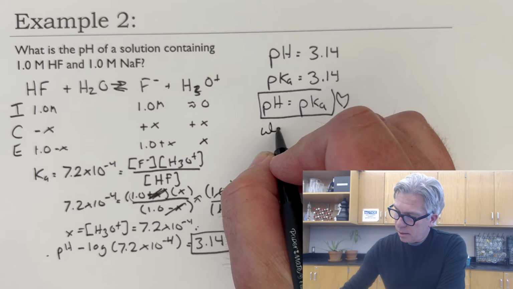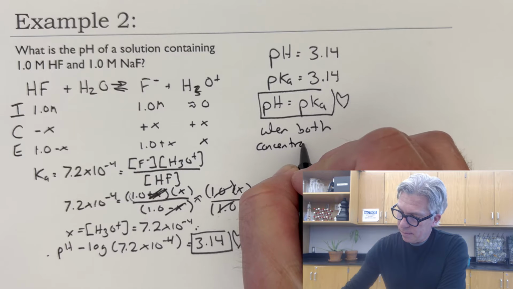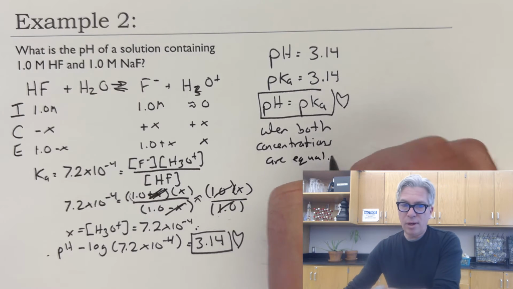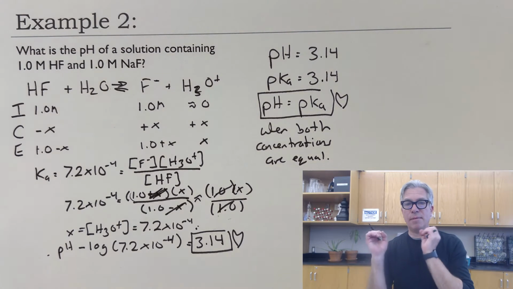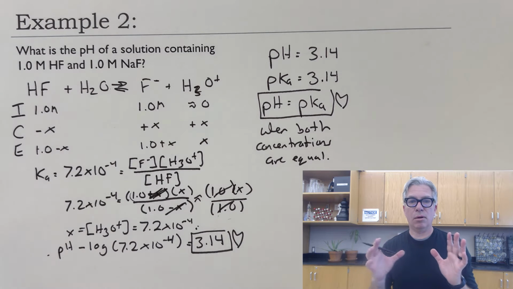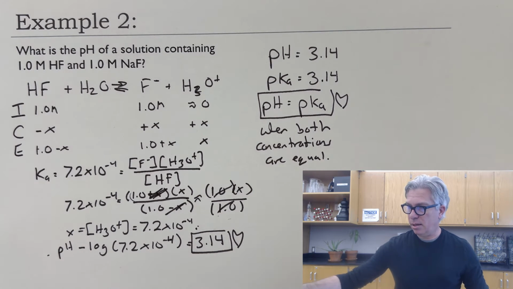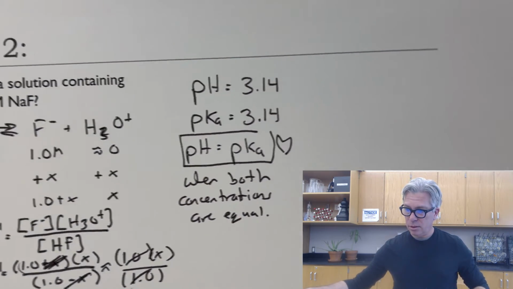when both concentrations are equal. So if you have a buffer, any buffer, and you have the weak acid in there and it's the same concentration as its conjugate, or weak base and its conjugate, you'll get a pH that is equal to the pKa of your acid. And that's a nice way to sort of simplify things. And keep that in mind because we're going to see that a lot. Okay, so let's keep moving on.